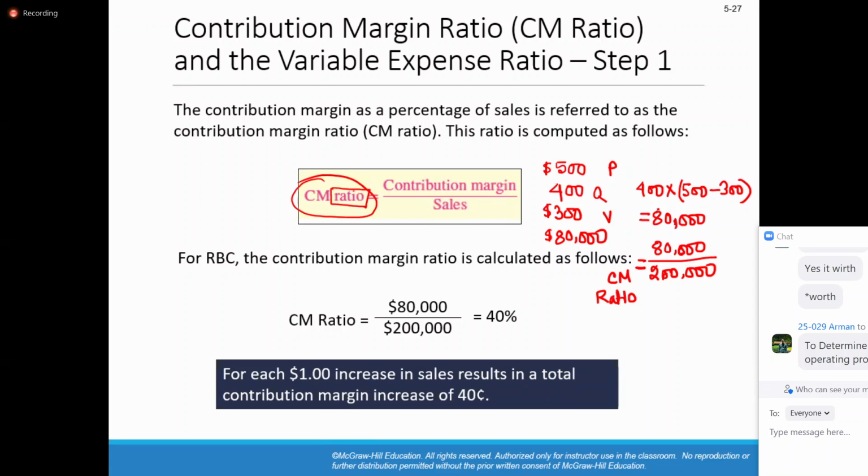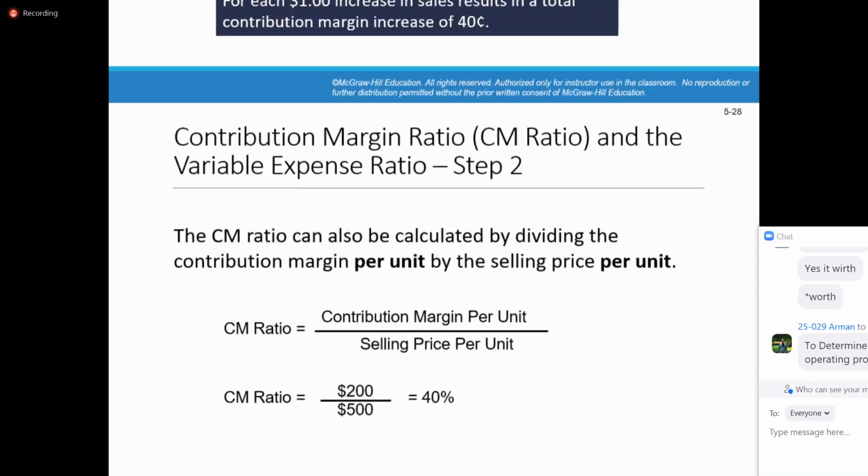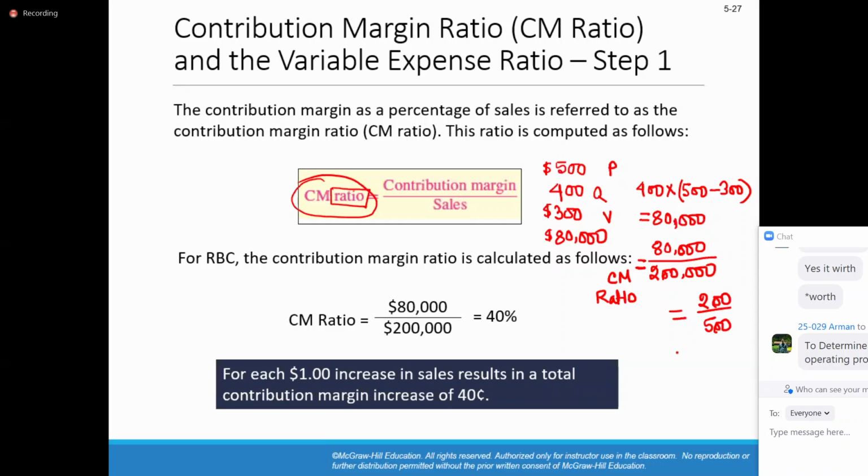Remember, this is not contribution margin. Contribution margin is this amount, the numerator amount. But when we are saying contribution margin ratio, the amount is this one. It is in terms of total, but on a per unit basis, we have a per unit selling price of 500. And if we express the per unit contribution margin of 200 relative to the selling price per unit, we see that it is the same amount, 40%.